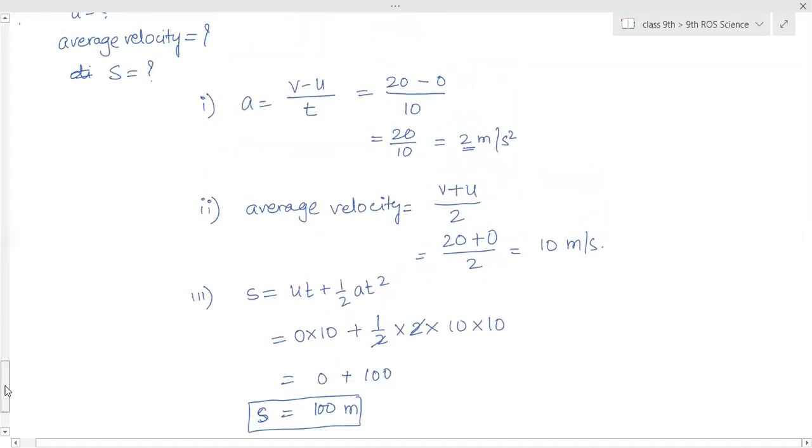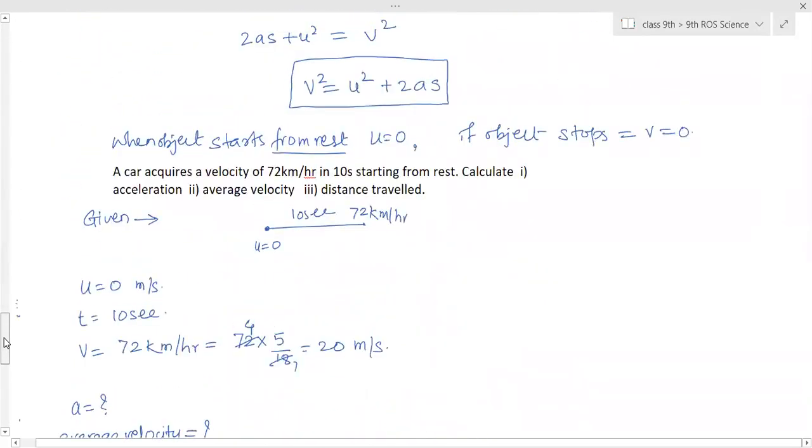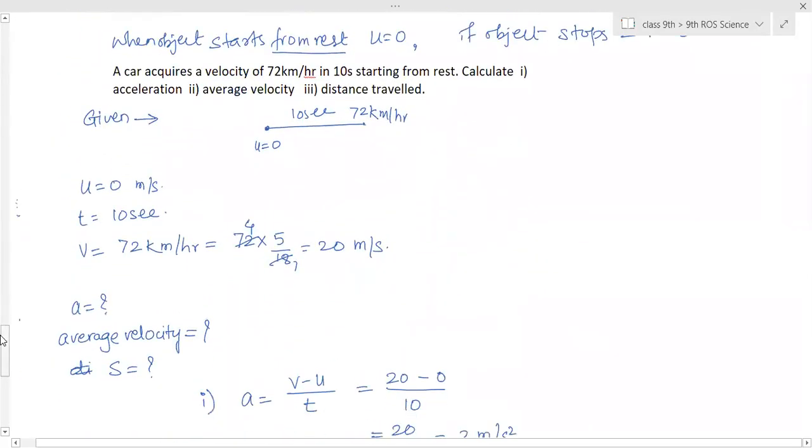Is it clear how to find out? Is the question clear? Yes, ma'am. Write down the question and then write the solution. Done, ma'am. Okay, wait for others.